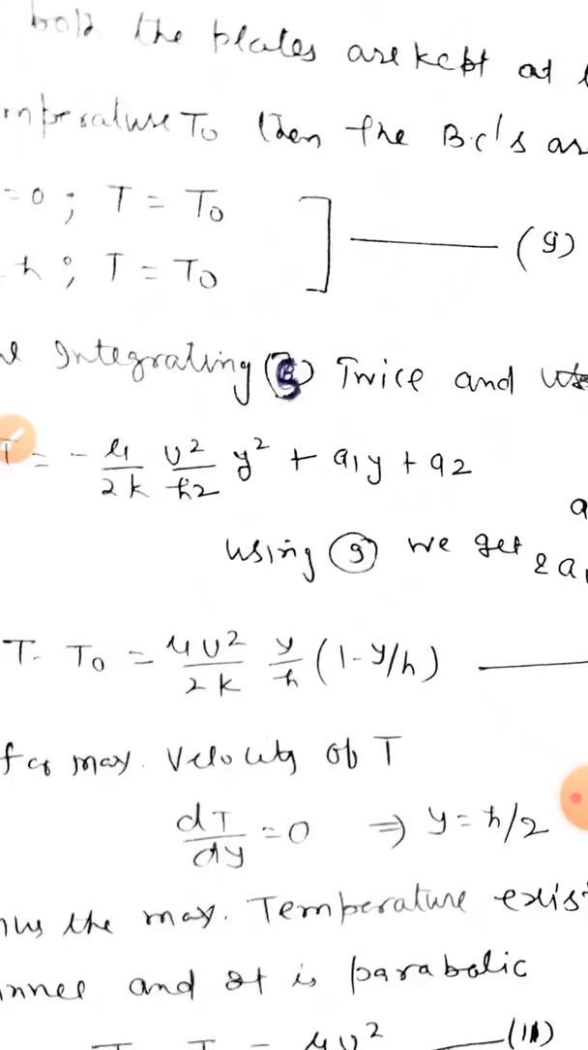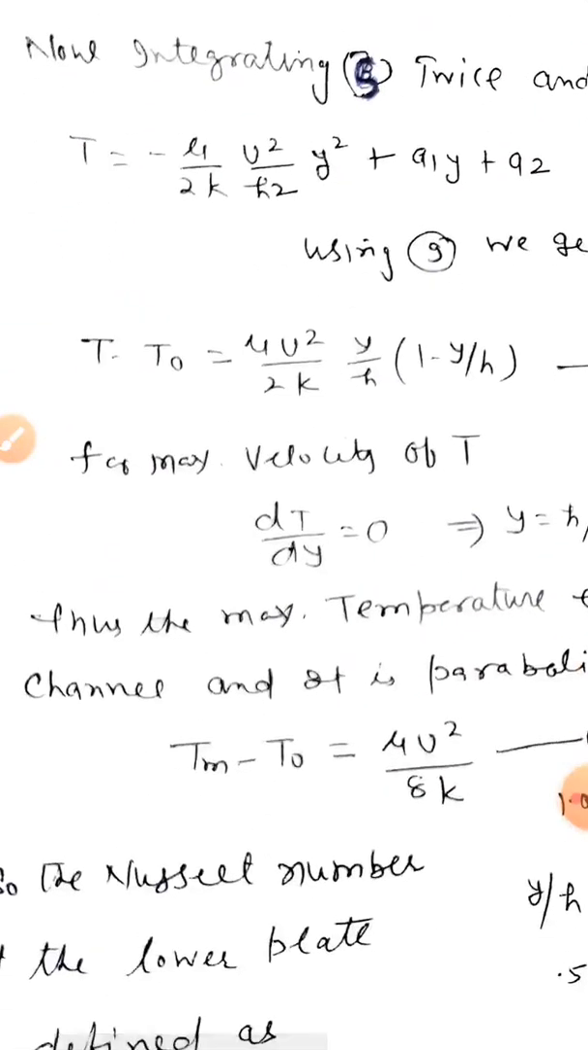Now again integrating equation 3 twice, we get T is equal to minus mu upon twice kappa into U square upon h square into y square plus a1 y plus a2. Using boundary condition 9, we get a1 is equal to mu into capital U square upon twice kappa into h, and a2 is equal to T0. So T minus T0 is equal to mu into U square upon twice kappa into y by h into 1 minus y by h.